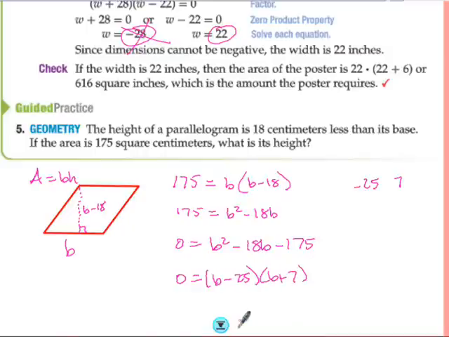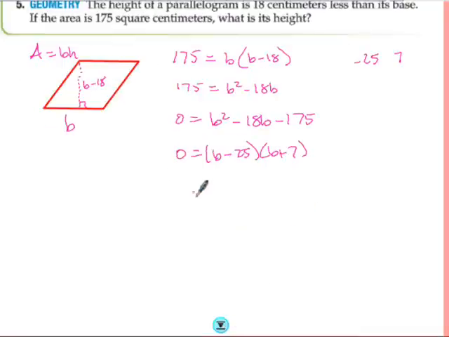Okay. When we solve, we end up getting b equals 25 or negative 7. Well, since we're talking about length, we know that it's not negative 7. Okay? So the base is 25. The question asks for its height. If the base is 25, then the height is 7 centimeters.